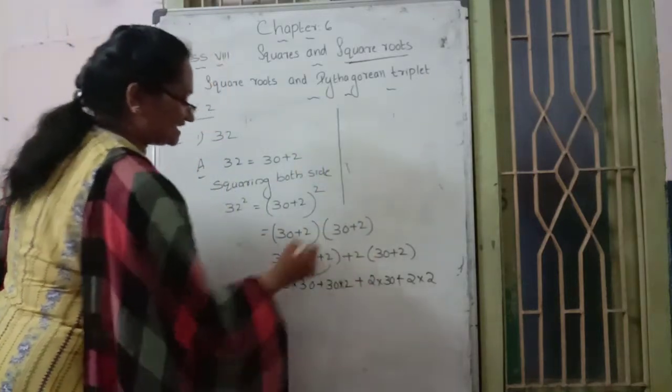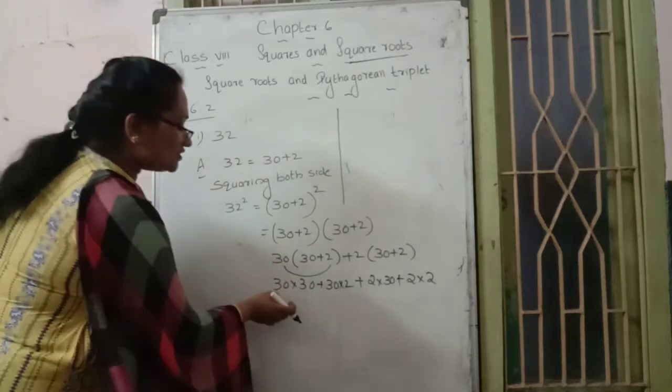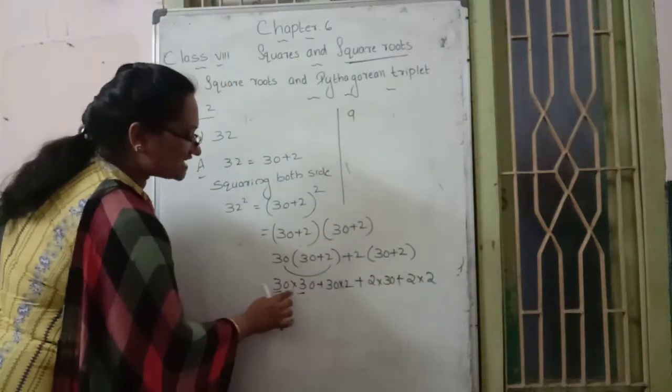Here the remaining part I write. 30 into 30: an easy way to multiply numbers with zeros. 3 into 3 becomes how much? 9. Here how many zeros are there? 2 zeros.